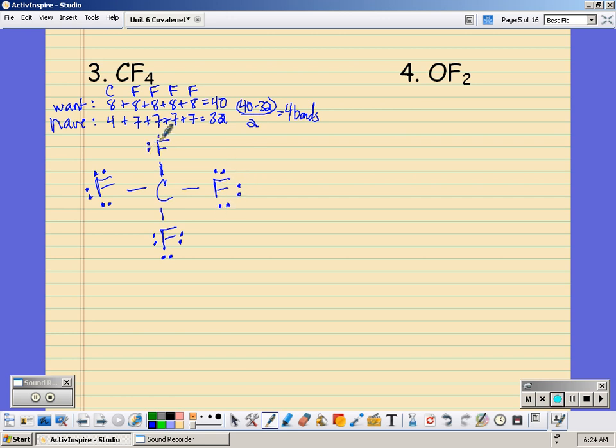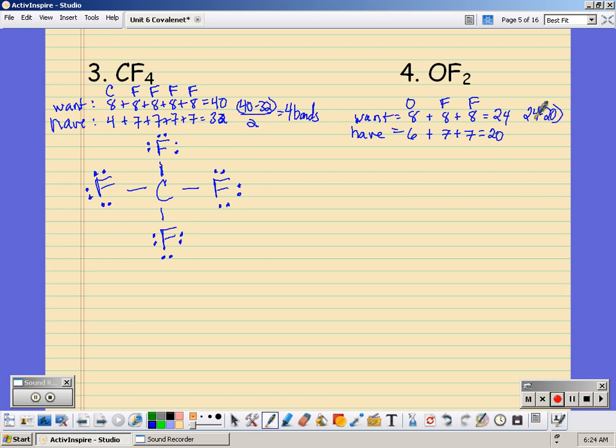OF2. You have oxygen and 2 fluorines. They all want 8 except hydrogen. So that gives us a total of 24. Oxygen has 6 because it's in group 16. And then fluorine has 7 because it's in group 17. So that's a total of 20. So we'll do 24 minus 20, which is 4, divided by 2, which is 2.